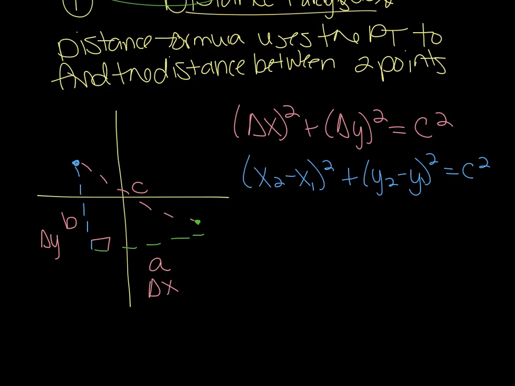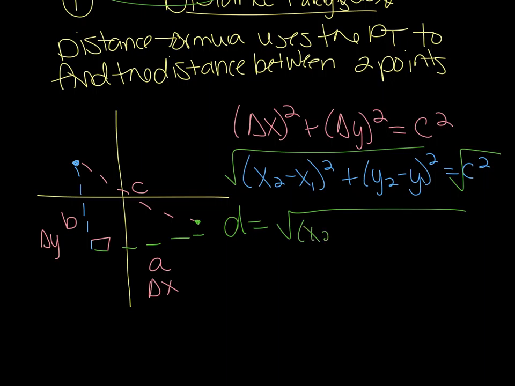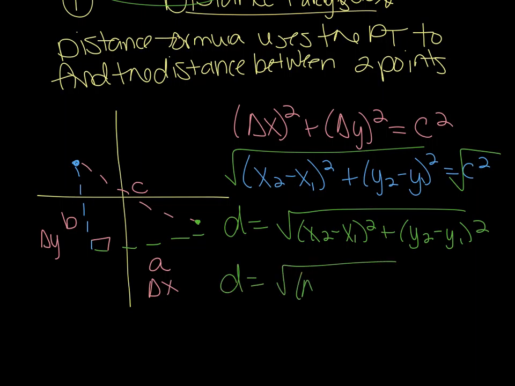If I want to know what c is, that's the diagonal. I haven't solved for c yet, have I? I've solved for c squared. Well, how would you solve for c? Take the square root of both sides, right? To get rid of a square, you take the square root of both sides. So the distance formula ends up being the square root of x2 minus x1 quantity squared plus y2 minus y1 quantity squared. The distance formula that we're going to use, because once again I think it's easier, is the square root of change in x quantity squared plus change in y quantity squared.